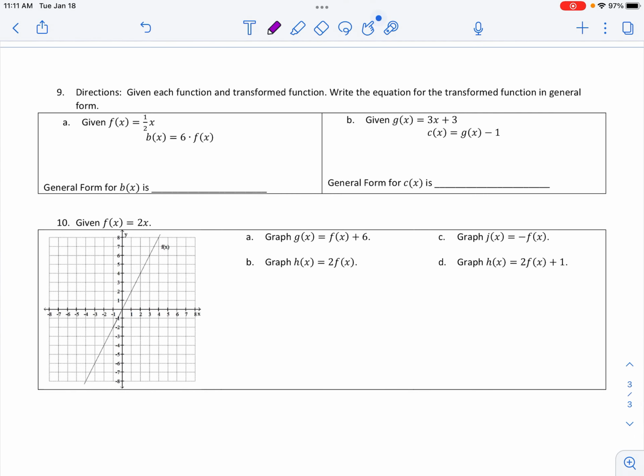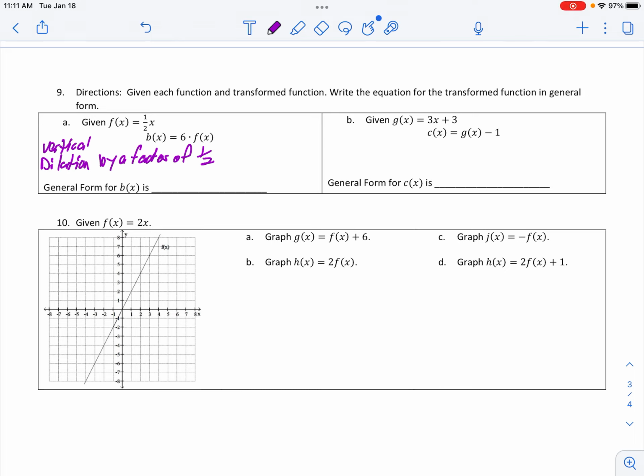On number 9, we can see that there is a half times x. So we say it is a vertical dilation by a factor of a half. So that's going to change my slope. It's not going to be as steep as the original. It's going to decrease a bit.